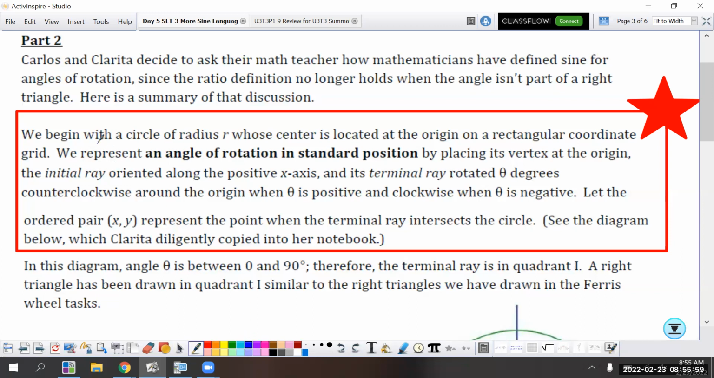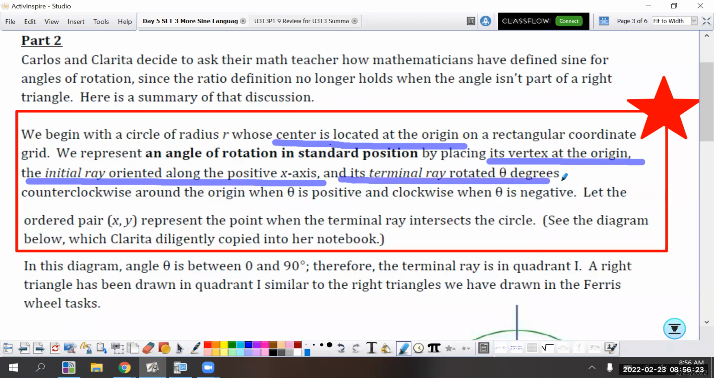So the teacher said, we begin with a circle with a radius of r, whose center is located at the origin, on a rectangular coordinate grid, that's just our XY axis. We represent the angle of rotation in standard position with the vertex at the origin. The initial ray is along the positive x-axis. The terminal ray rotated theta degrees. Counterclockwise is a positive angle. Clockwise is a negative angle.